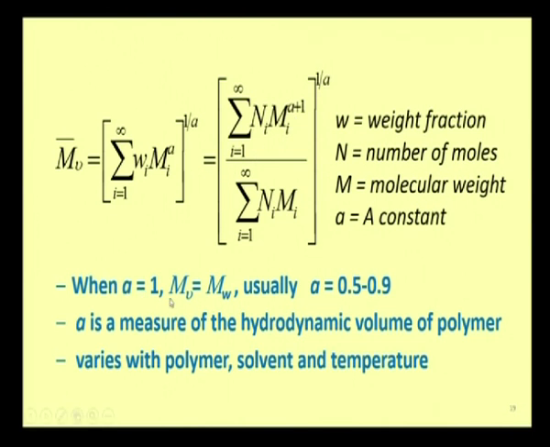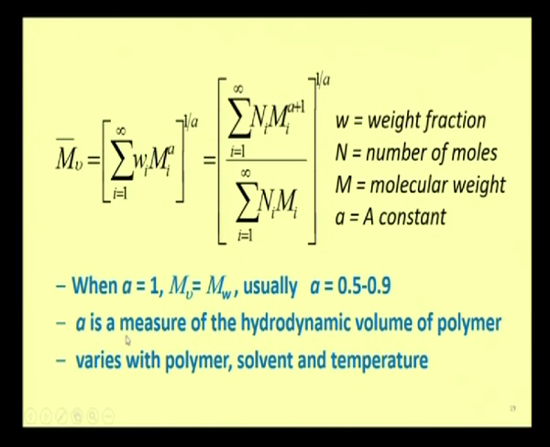When the value of A is equal to 1, we say that viscosity average molecular weight is equal to weight average molecular weight, because the formula comes down to the same formula which we have used for the weight average molecular weight, because sigma Ni Mi square divided by sigma Ni Mi, whole to the power 1 by 1, will become 1. So, this is the same formula which we used for the weight average molecular weight. But in general, A's value is between 0.5 and 0.1, it does not reach 1.